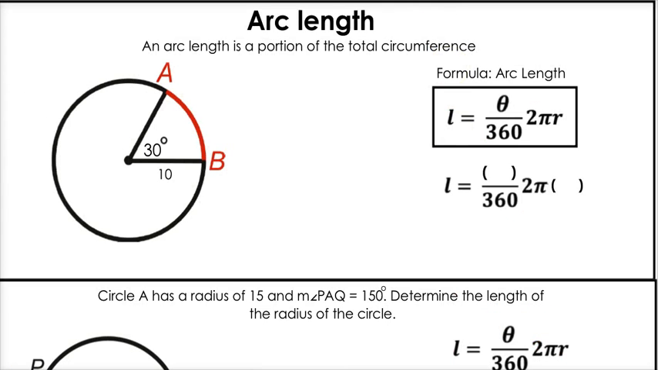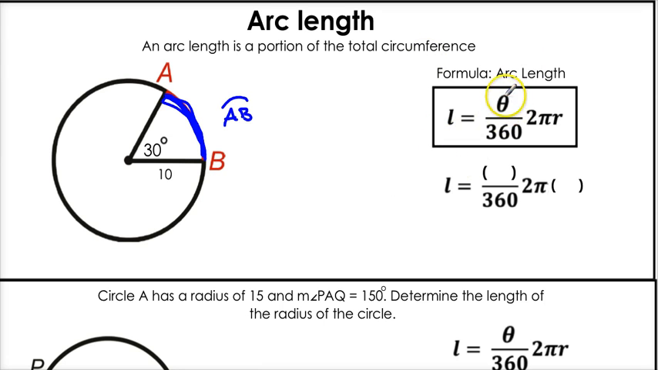All right, for the second part of this lesson, we're going to be doing arc length. And an arc length is just a portion of the total circumference. So this would be an arc right here. Oh, see right here from A to B, that is our arc length. Look at that in all its glory and beauty. All right, so AB would be our arc, and we're trying to find the length of just this part of the whole circumference.